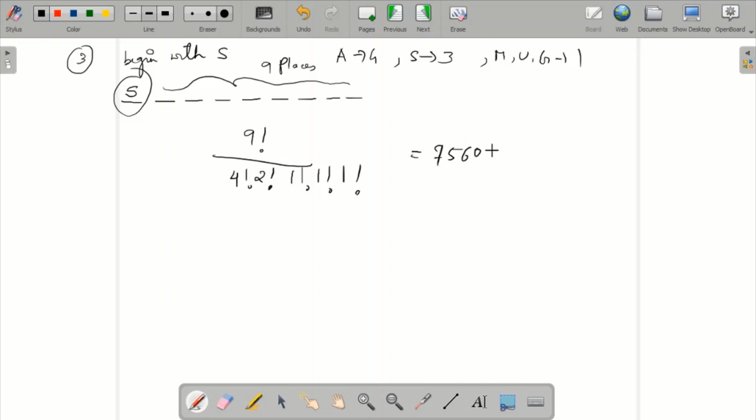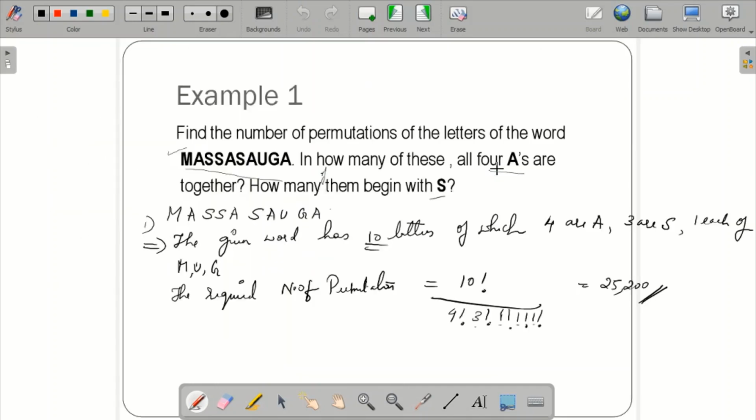The answer will be 7560. Don't get confused over here. They have told how many of them begin with S, so I gave the S position over here. The other S's and the 4 A's and M, U, G can occupy the remaining places, so there are 9 places. So 9 factorial divided by 4 factorial of A. Why is it 2? Because 1 S is already occupied. Then 2 factorial and 1 factorial each of these. So the answer is 7560. So this is regarding example 1.